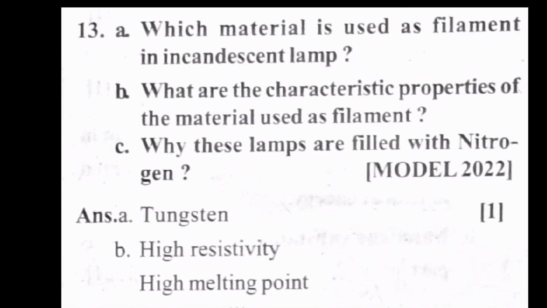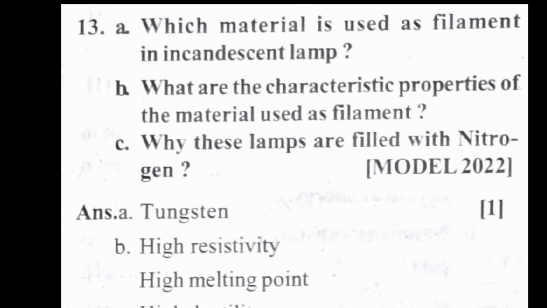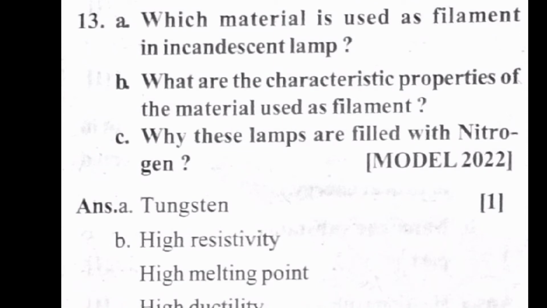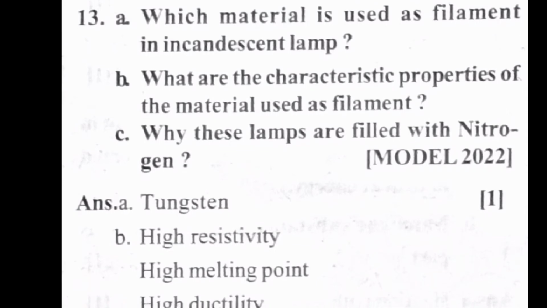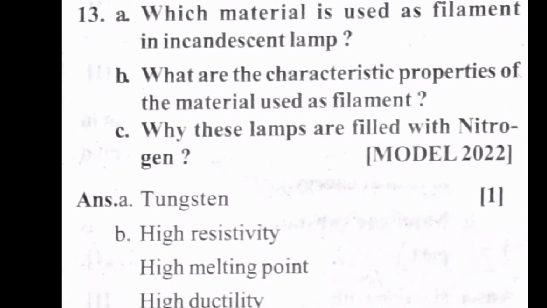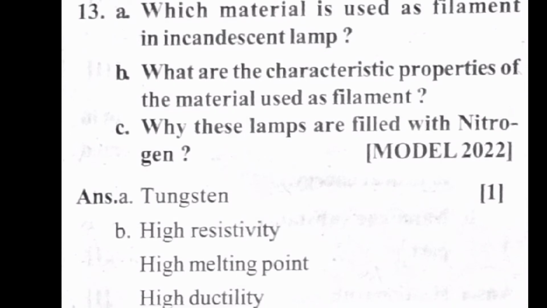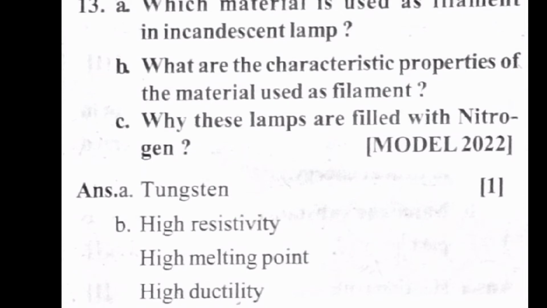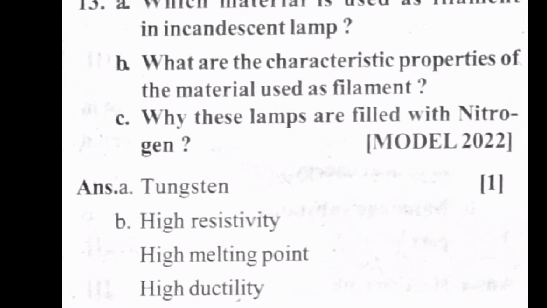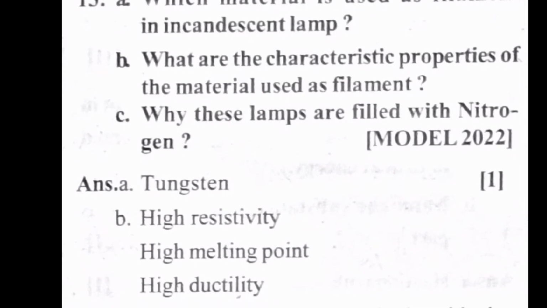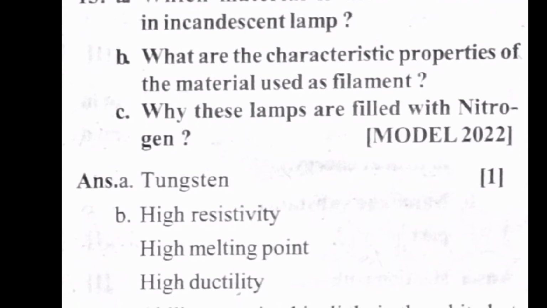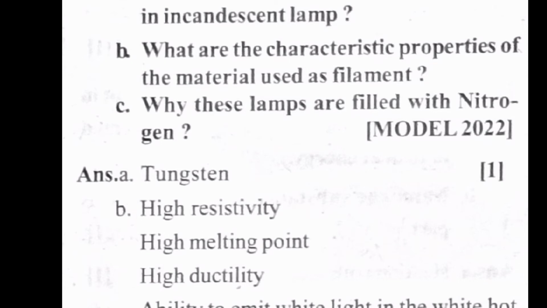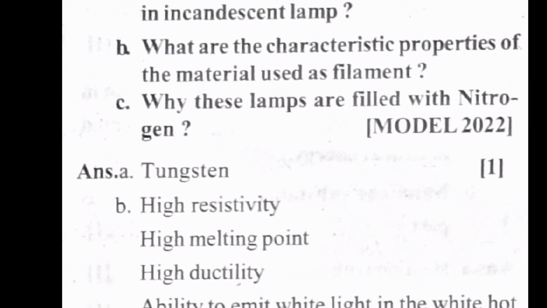Can we move to the next question? This question was also asked in the 2022 model examination. Here there are 3 questions. The first question is, which material is used as filament in an incandescent lamp? This is a 1 mark question. The next one is, what are the characteristic properties of the material used as filament? This is 2 marks. And the last one, why are these lamps filled with nitrogen? This is also for 2 marks.